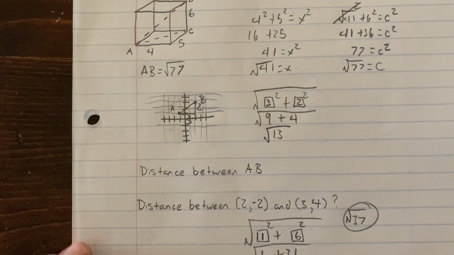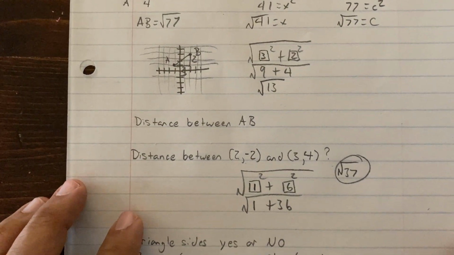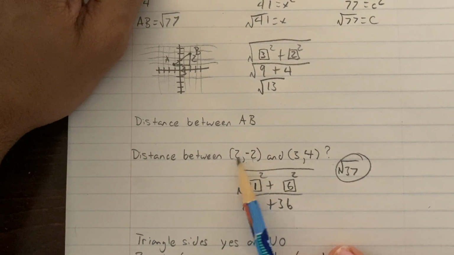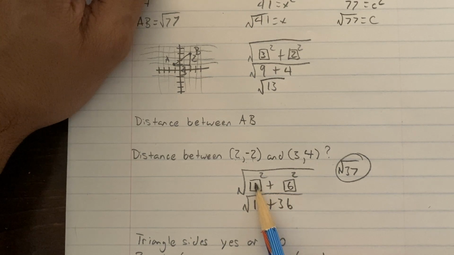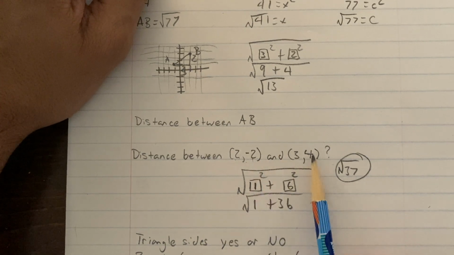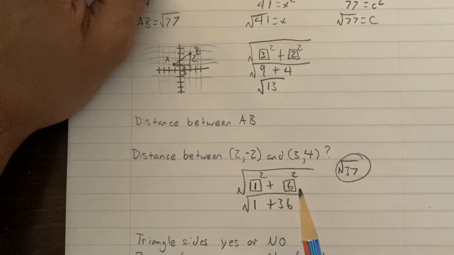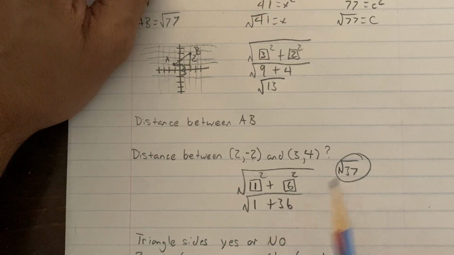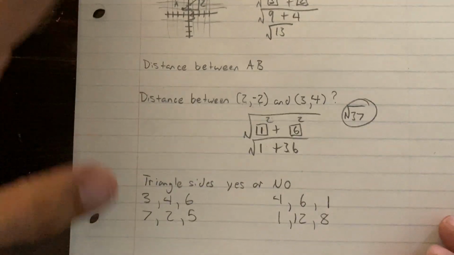Okay, well, it seems as though I've done the whole thing off camera. So I figured out how far 2 was from 3. That gave us the 1. How far negative 2 is from 4. That gave us the 6. And then we square both. And then we add them up and we leave it in the square root. Can you believe it? I did that whole thing off camera.